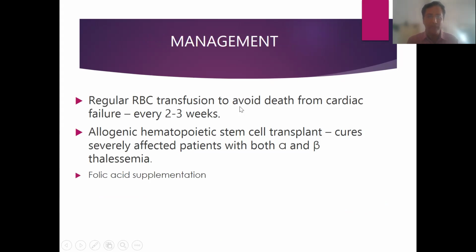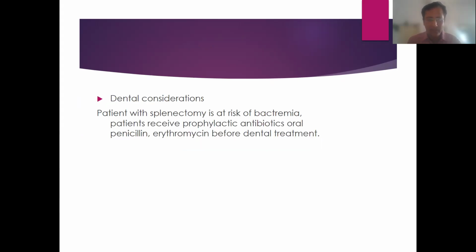Now, what is the management we are taking? Regular RBC transfusion to avoid death from cardiac failure. We are doing allogeneic hematopoietic stem cell transplant to cure severely affected patients who have both alpha and beta thalassemia. Folic acid supplementation again we are giving.